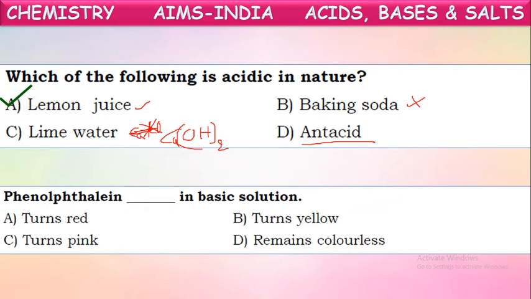Phenolphthalein is dash in basic solutions. What is the color of phenolphthalein in basic solutions? How does it change its color? What is the color of phenolphthalein originally? Phenolphthalein is one of the synthetic indicators, which is a colorless solution. It changes its color to pink when it reacts with bases. It won't change its color on reaction with acids. It will change color only with bases. When it touches bases, it turns pink. So phenolphthalein turns pink in basic solutions.